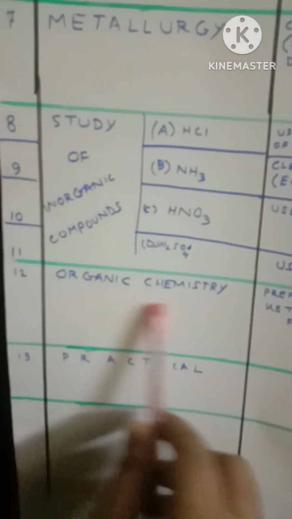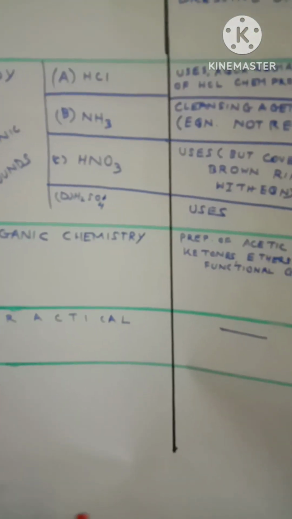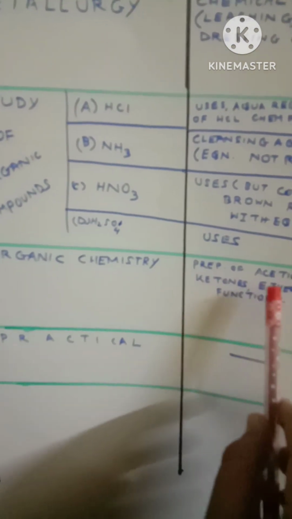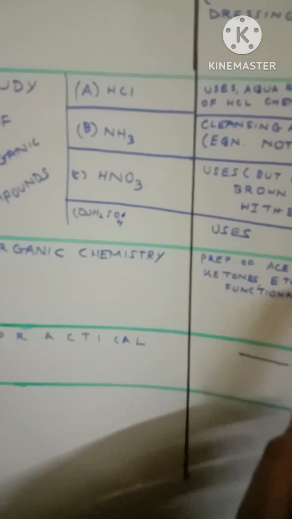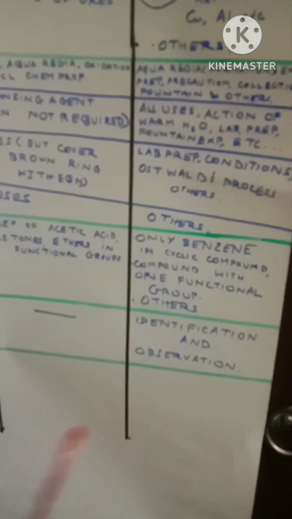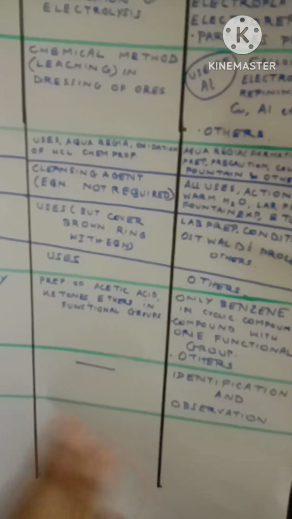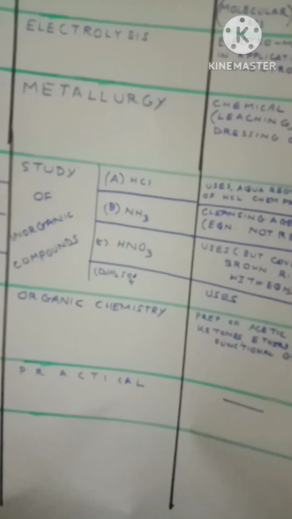Coming to the part of organic chemistry, the thing which actually disturbs the students, and here comes the pain. Only the preparation of ketones, ethers, functional groups, these are not so important. Preparation of acetic acid will not be asked directly, but it can come as part of some of the questions. So only these things should be left out. But among the cyclic compounds, only benzene is important. Others, you must just go through them, not so important.